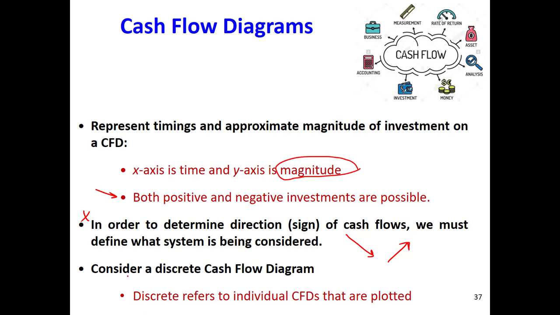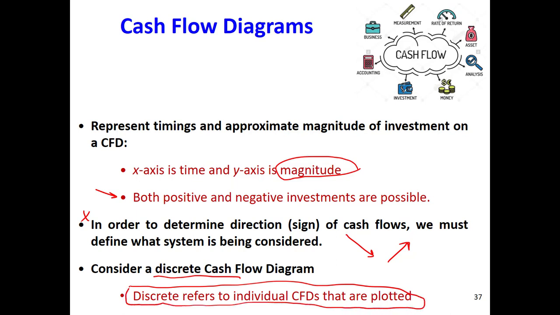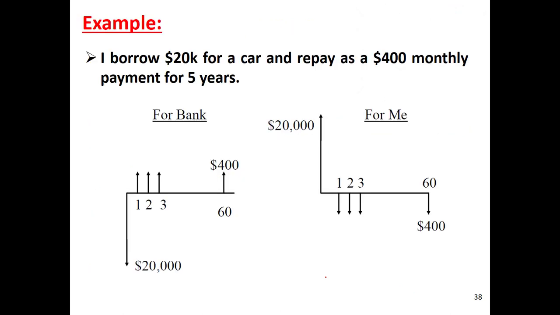And also, what you saw in that slide is a kind of continuous cash flow diagram, but most of the time we have a discrete cash flow diagram, which has discrete regions for individual expenses or investments. You will see some examples later. So here is one example of cash flow, of what is positive or negative cash flow.